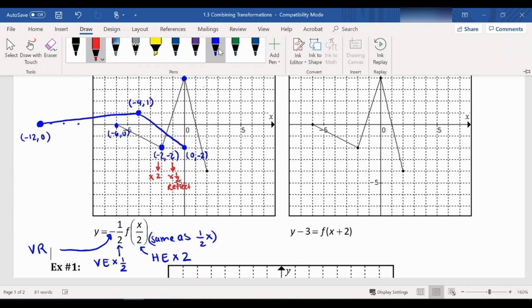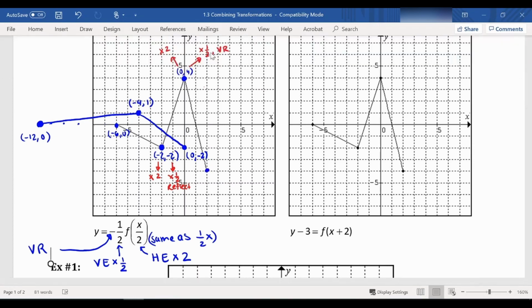And the last point, this one currently has a coordinate of 2, -4. So if I take the x-coordinate 2 and multiply by 2, I get a new x-coordinate of 4. If I take the y-coordinate and multiply by 1/2, I get -2, and reflect it, I get +2. So my new coordinate is going to be at 4, +2.